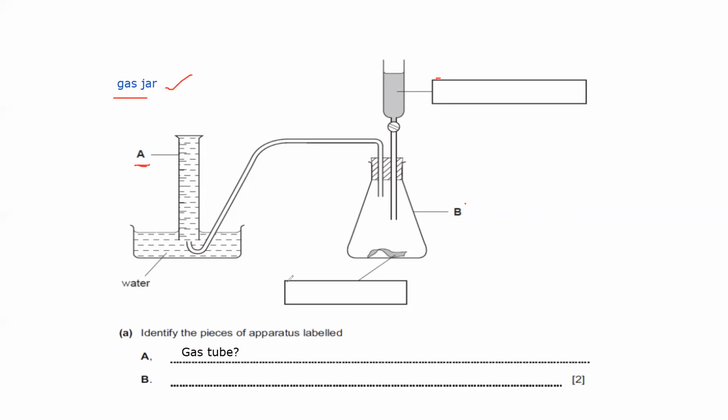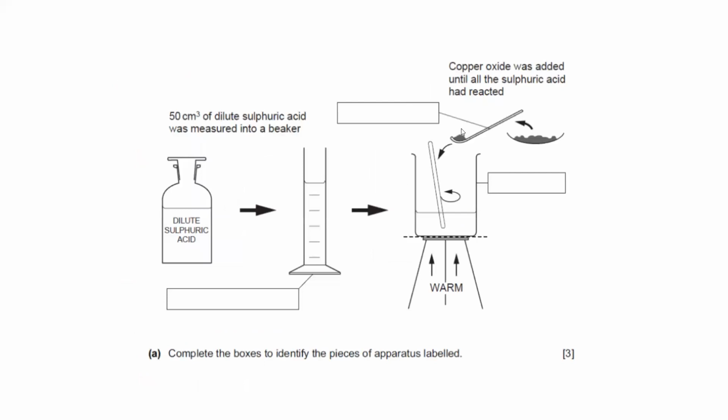B. What is apparatus B? So it's a conical flask, normally used to mix the mixture. Like when we want to mix liquids with each other, we normally use a conical flask. We don't have to complete the boxes in this case, we just have to label the pieces. Because in the boxes, it's the name of the chemical which you have to add according to the question. Okay, what about this one?